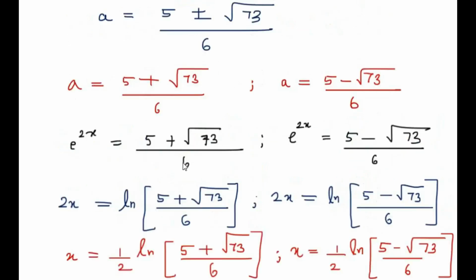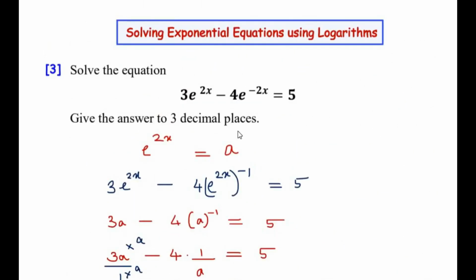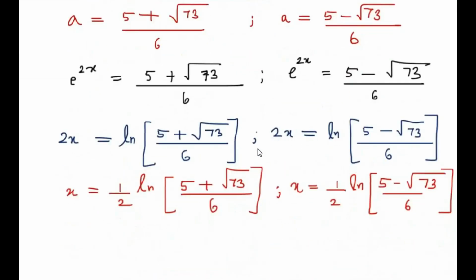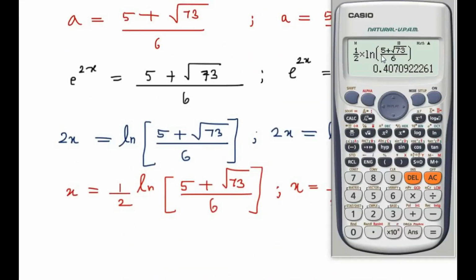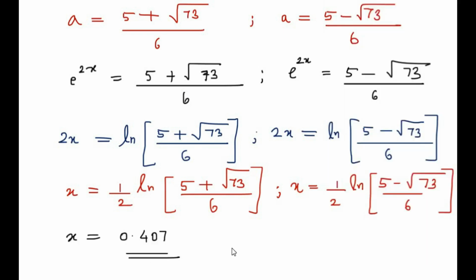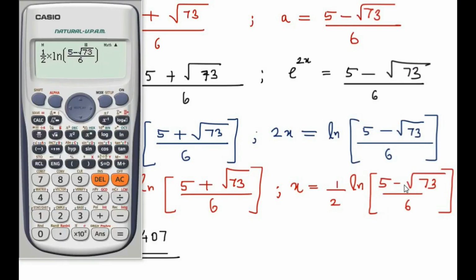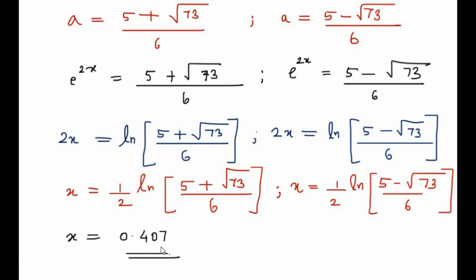In the question they have asked us to get the answer to 3 decimal places. So let us begin with the first one. The first value of x we get is 0.407. So let me write here, this is the first value, and let us check the second one as well. We have taken the second value, and here we get a math error, which means the ln of this negative value does not exist. So there is just one value of x, which is 0.407.